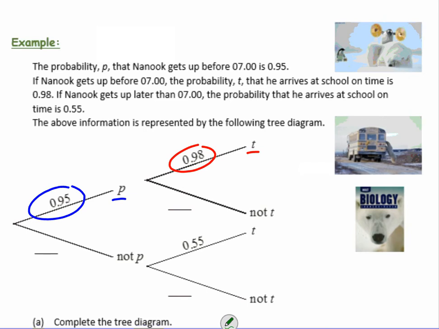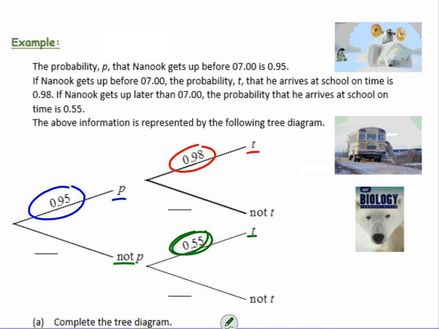If Nanook gets up later than 7, so this one, not P, the probability that he arrives to school on time, this one, is 0.55. And again, that's been done. So sometimes things that are written in the question are already on the tree diagram, but you need to read them just in case, because sometimes maybe this one's not on there.